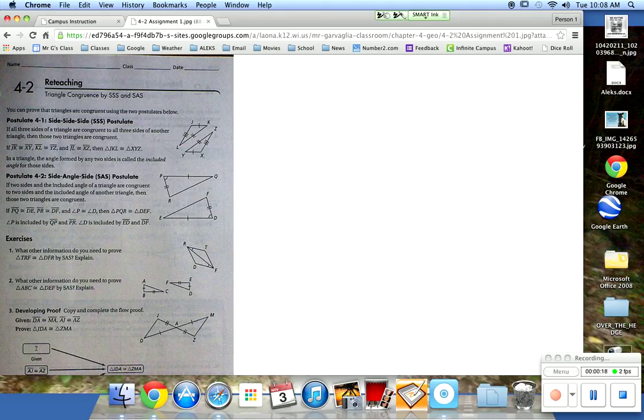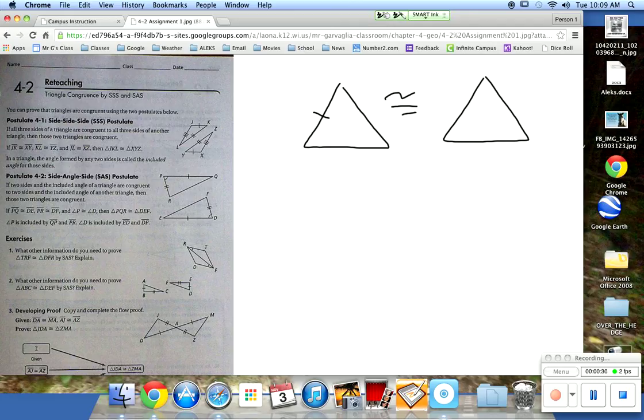a triangle like this, and I have another triangle like this, these triangles will be congruent, which means they're equal, if this side equals one of the sides over here, this side equals one of the sides over here, and this side equals one of the sides over here. All right? They will be congruent. This is called the side, side, side postulate.